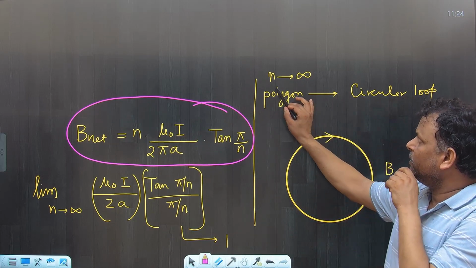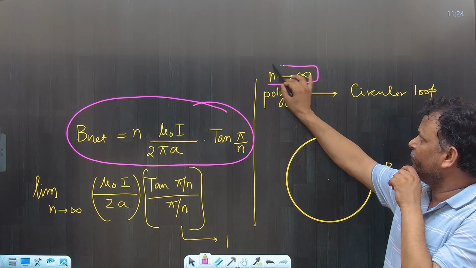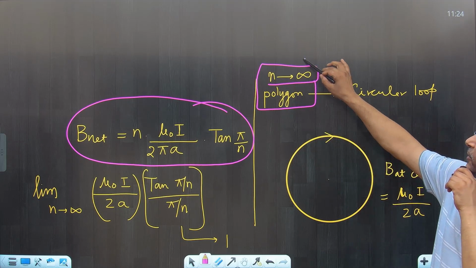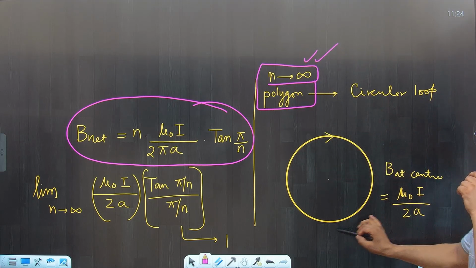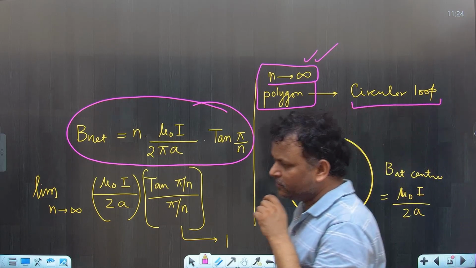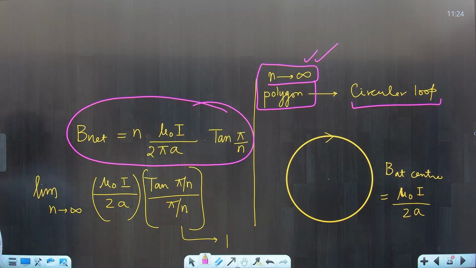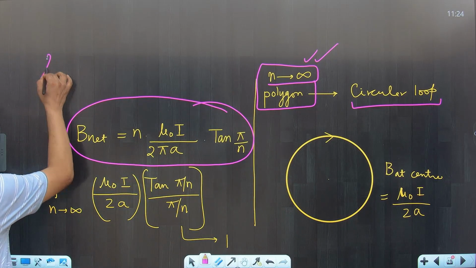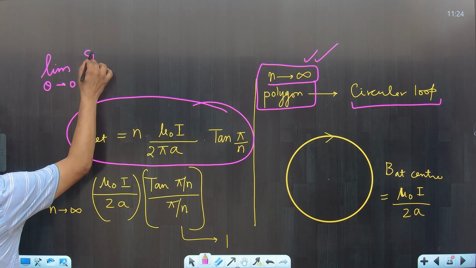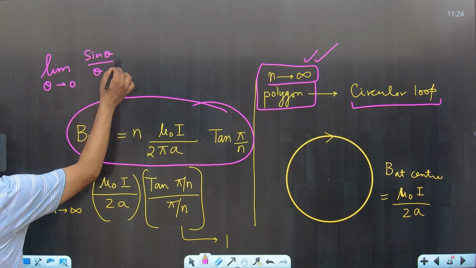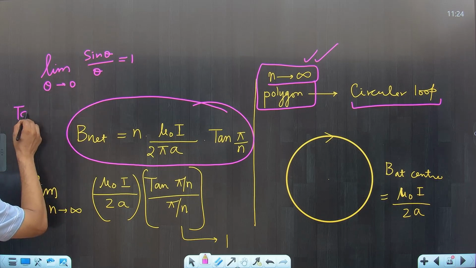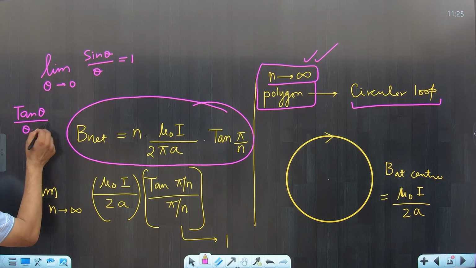Now what will happen when n tends to infinity? The n-sided polygon changes into a circle. When n tends to infinity, it will convert into a circle. So you will get the formula for the circular loop. As you will learn in your limit and continuity chapter, you have a simple formula. Limit of theta tends to 0, sine theta by theta is 1, and limit of theta tends to 0, tan theta by theta is 1.